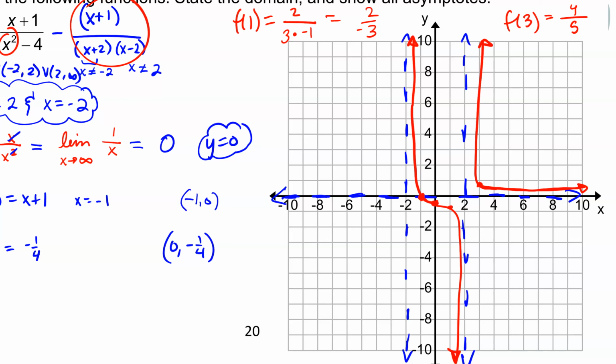Do we also have to do the left side or is it only the right? Yes, we're not done. We've got to do the left side too. Okay, making sure we drew it. I just need to plug in a point. I'm going to plug in -3.